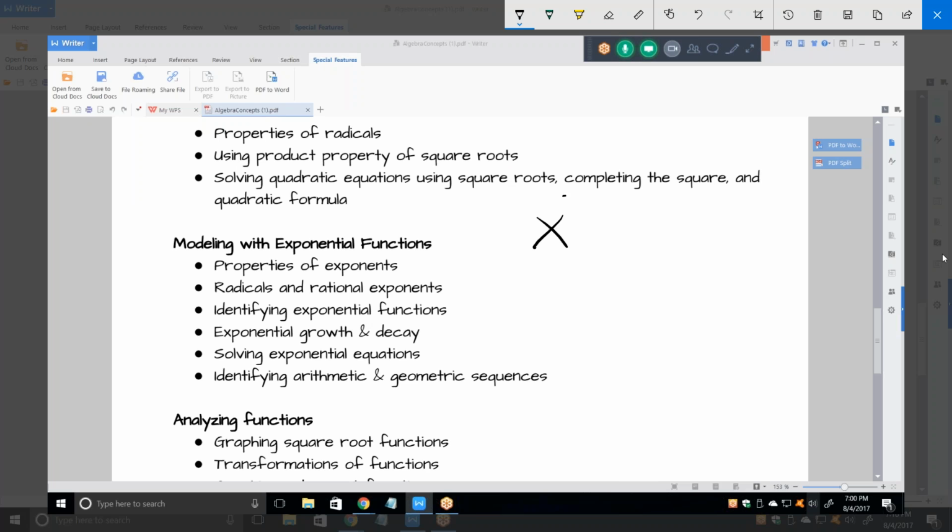I tell them that whenever you solve an equation by taking the square root of both sides, always begin your answer with the words plus or minus. So, what's this?